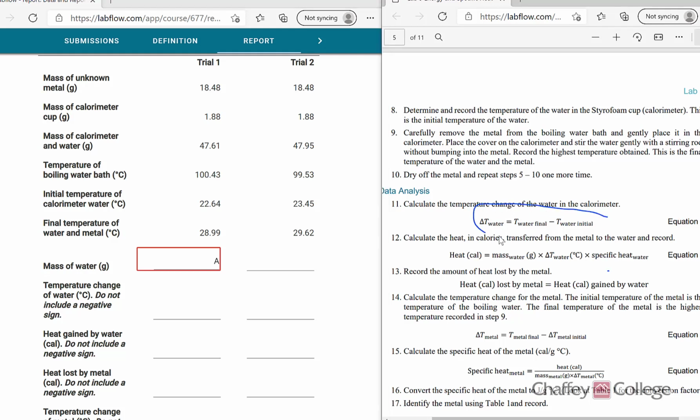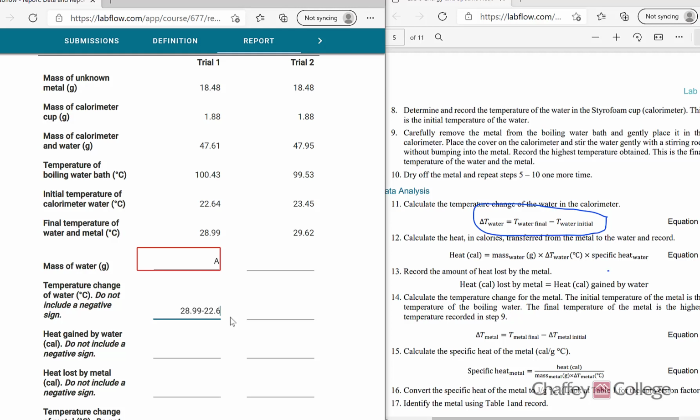This is the formula or equation which will work here. Delta T water is T water final minus T water initial. So in other words, 28.99 minus 22.64. You will get some value, so put that value here. I'm gonna call this value B.